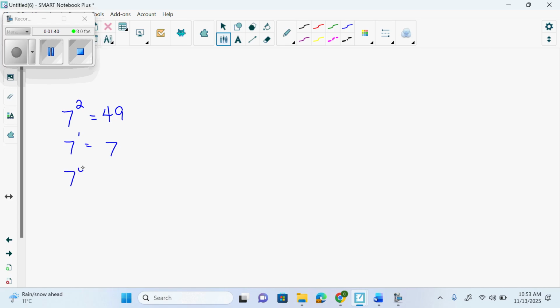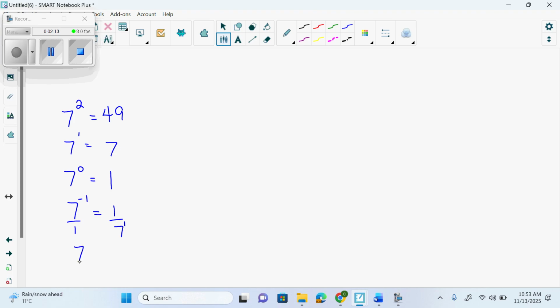7 to the 0 would be 7 divided by 7, which is 1. Anything divided by itself is 1. Remember, you cancel them off and you're left with 1s? Then, in grade 10, you were taught about 7 to the negative 1, which is 1 divided by 7. So 49 divided by 7 is 7. 7 divided by 7 is 1. 1 divided by 7 is 1/7th. You were taught you could move this to the denominator and become a positive exponent. Remember that? Grade 10? Well, now you know.